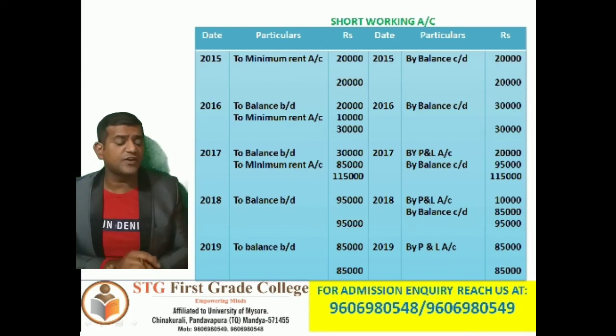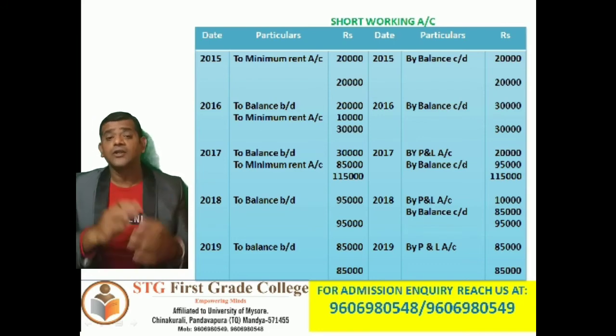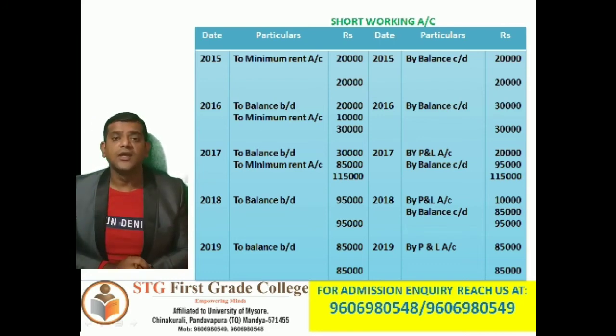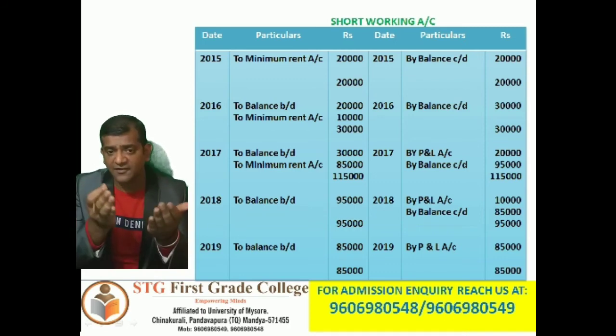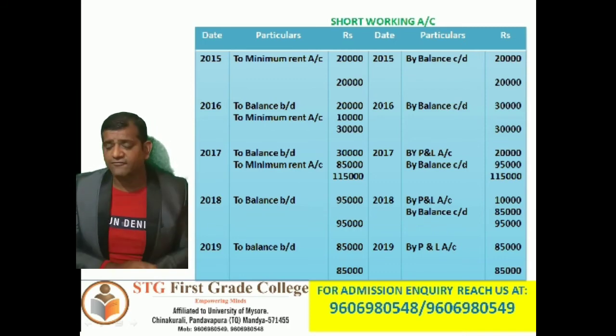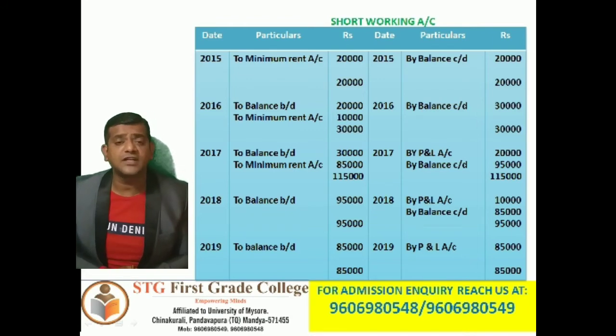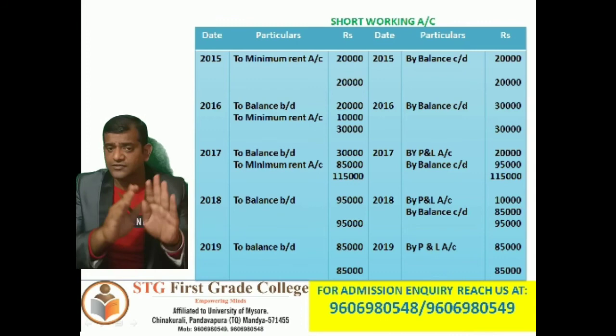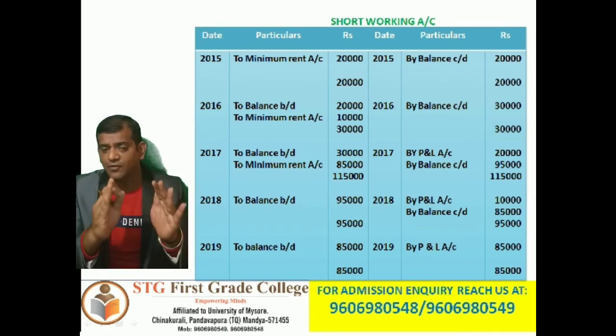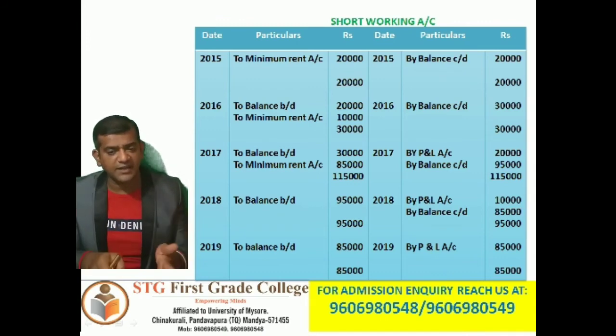So next move further to 2018. To balance brought down. To balance brought down how much? 95,000 rupees. So I have carried forward the same 95,000 at the end of 2018. Since in that year there was no short working, there is no further entry in the debit side, only one entry, that is balance brought down 95,000.